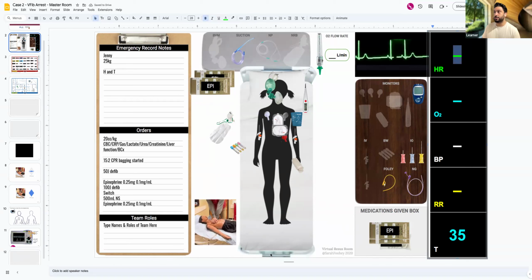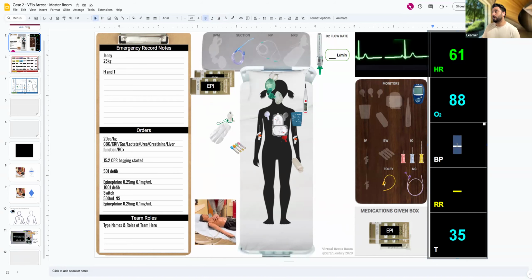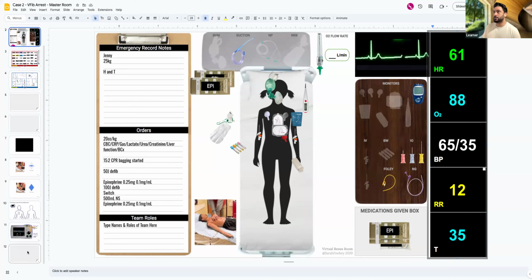Perfect. And can we please charge to 6 joules per kilo for this patient? Looks like there's a bit of a rhythm change on the monitor. Okay. I'm seeing normal sinus rhythm on our monitors. Let's get an ECG to confirm that. Okay, I'll look at getting an ECG. And do we have a pulse? You're still giving CPR right now. Okay, so can we do a rhythm and pulse check, please?